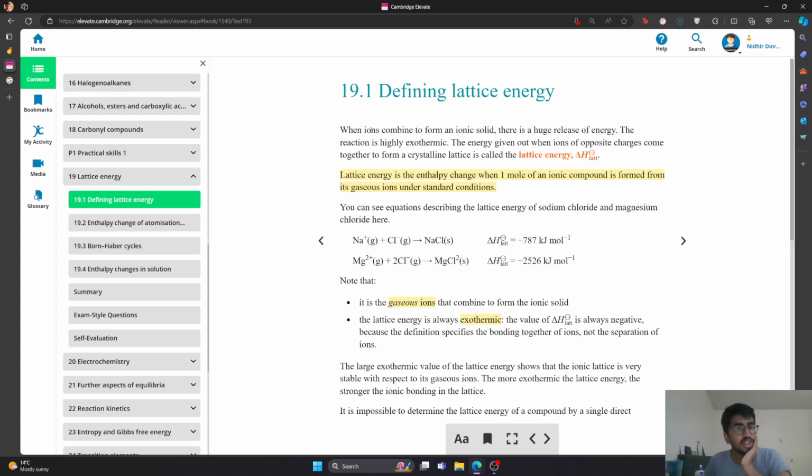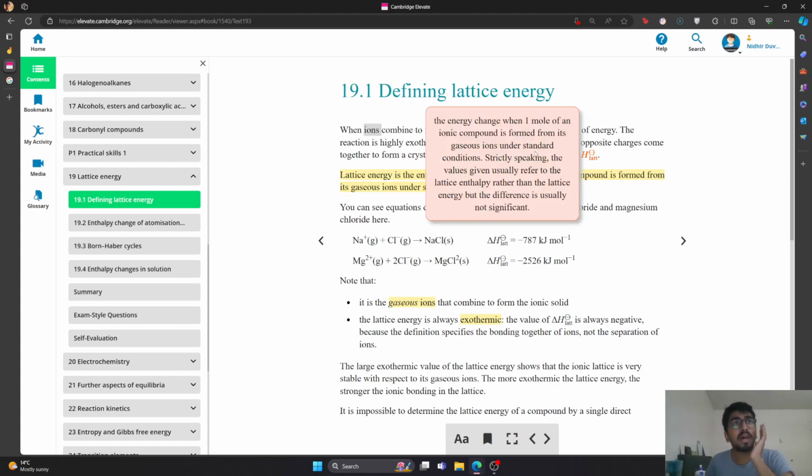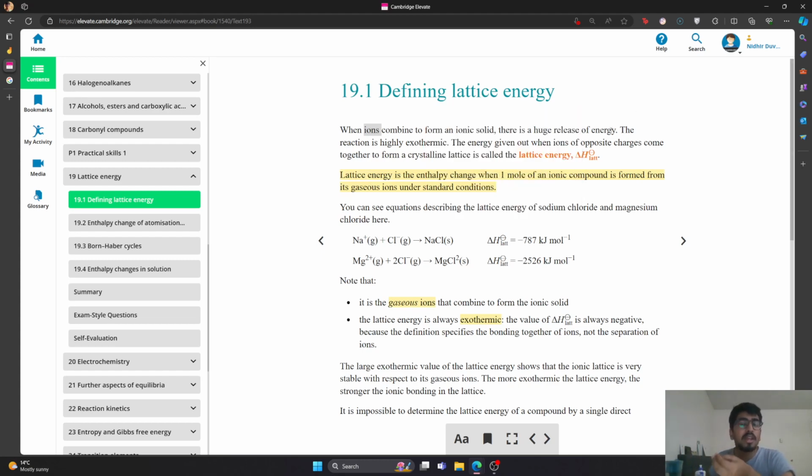So when you arrange ions, you start with Ca2+ and Cl minus, or Na plus and Cl minus, and you combine them in a lattice, then there is a huge release of energy, because now the positive ions and the negative ions are very close to each other, right?